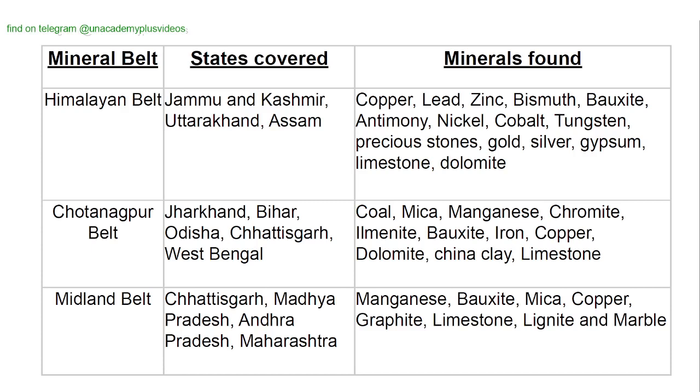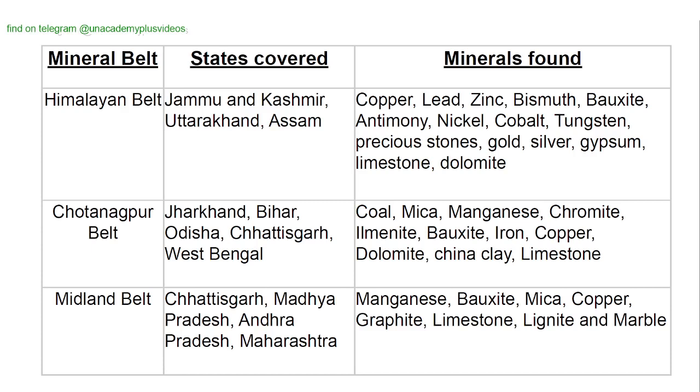Mineral belt: the Himalayan belt. The Himalayan belt is present in Jammu and Kashmir, Uttarakhand and Assam, and the minerals found in the Himalayan belt are copper, lead, zinc, bismuth, bauxite, antimony, nickel, cobalt, tungsten, precious stones, gold, silver, gypsum, limestone, dolomite.